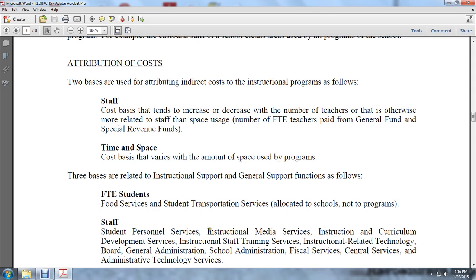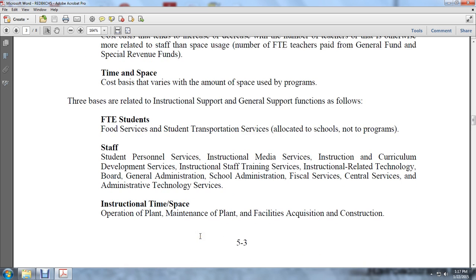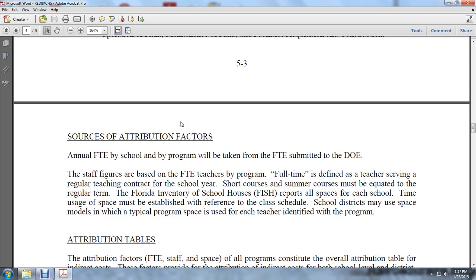Staff, student personnel and services, instructional media services, instructional curricular development, instructional staff certification, instructional related technology, board, general administrative, school administrative, visual services, central services, administrative technology services, instructional time and space, operational plant, maintenance plant, facility acquisition, and construction. The sources of attribution factors.